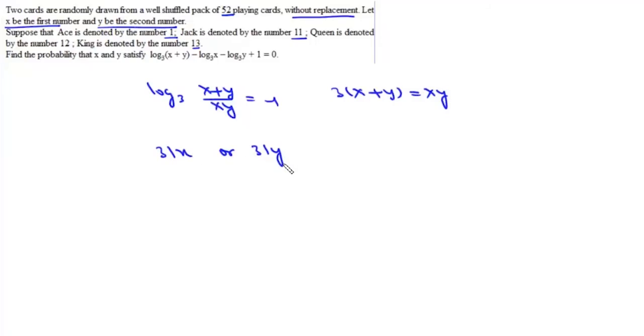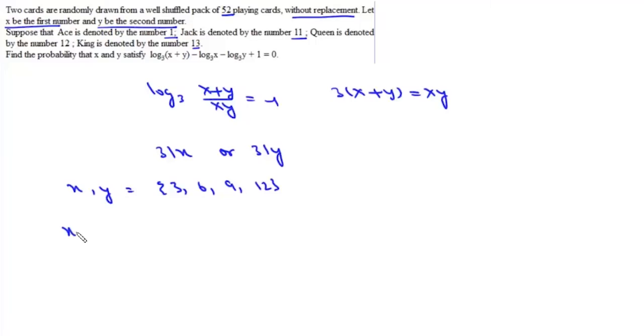Now we solve this, we can write this as log 3, and it will be (x plus y) upon xy. It should be equal to minus 1, or 3 times (x plus y) must be equal to xy. Now from here we can say 3 divides x or 3 divides y. So at least one of x or y must be a multiple of 3. So the possible choices for x and y are 3, 6, 9 or 12.